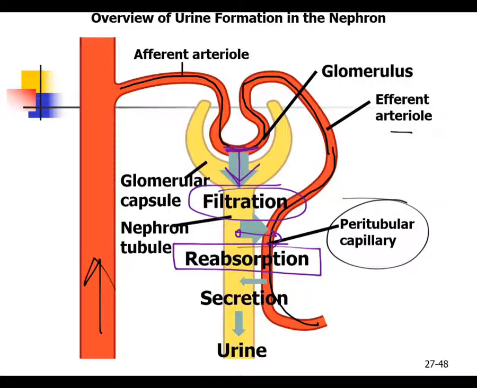Then, the next process that happens is secretion. That was the opposite of reabsorption. The arrow's going the other direction. We're taking stuff out of the blood and putting it directly into what will become the urine. And where did secretion happen? Distal convoluted tubule. Now the fourth process is not listed here, and I wish it was.